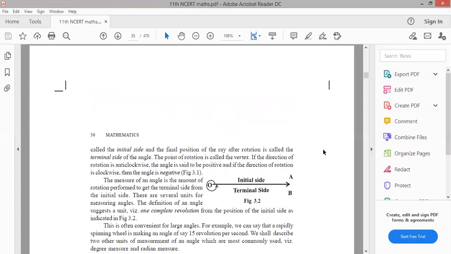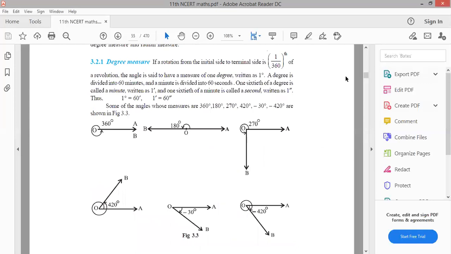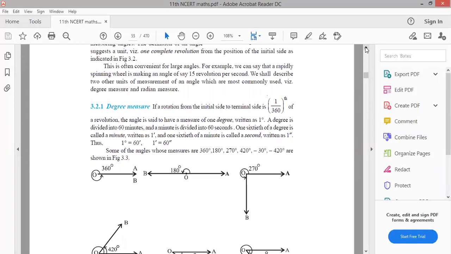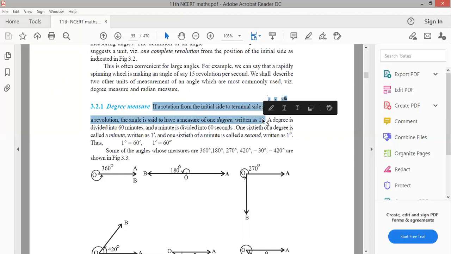The next very important point is how to measure this angle. In your syllabus, we have two types of measurements. One is called degree measure and the next is called radian measure. What is this degree measure? If a rotation from the initial side to the terminal side is 1 by 360th of a revolution, the angle is said to have a measure of 1 degree, and it is written as 1 with a circular sign at the top, the degree sign.